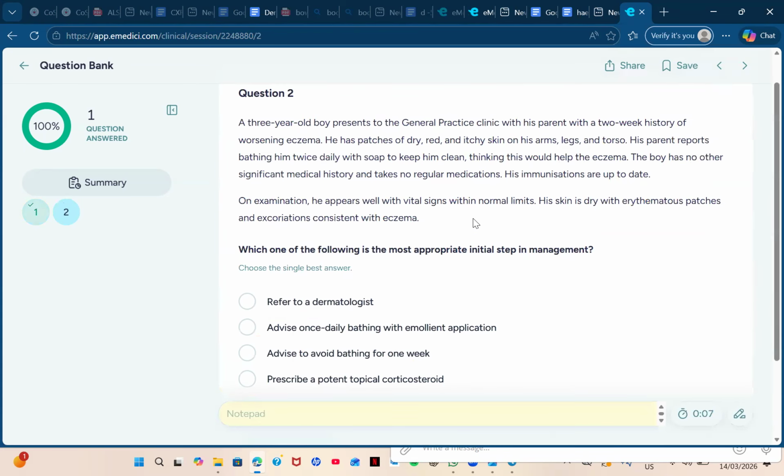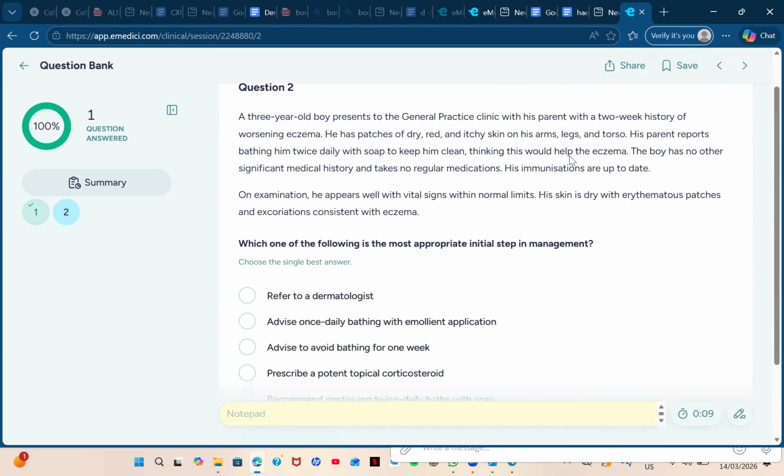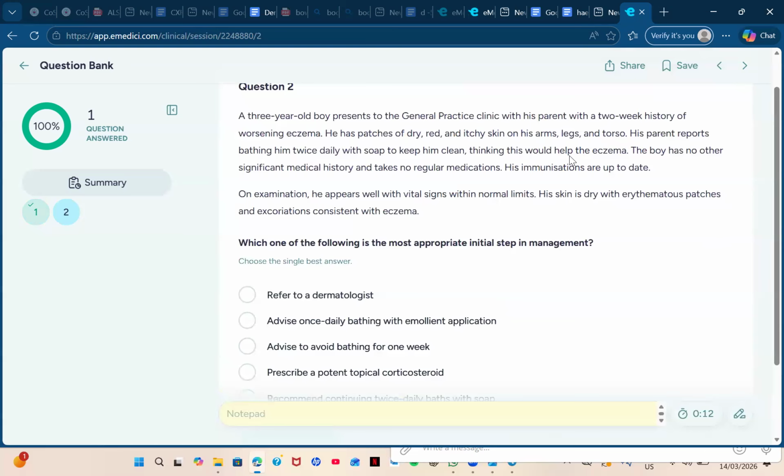A 3-year-old boy presented to the GP clinic with a 2-week history of worsening eczema. Yes, patches of dry, red, itchy skin on the arms, legs, and torso. Parents report bathing him twice daily with soap to keep him clean, thinking this would help the eczema. The boy has no other significant medical history and takes no regular medications. Immunizations are up to date. On examination, he appears well with vital signs within normal limits, and his skin is dry with erythematous patches and excoriation consistent with eczema.